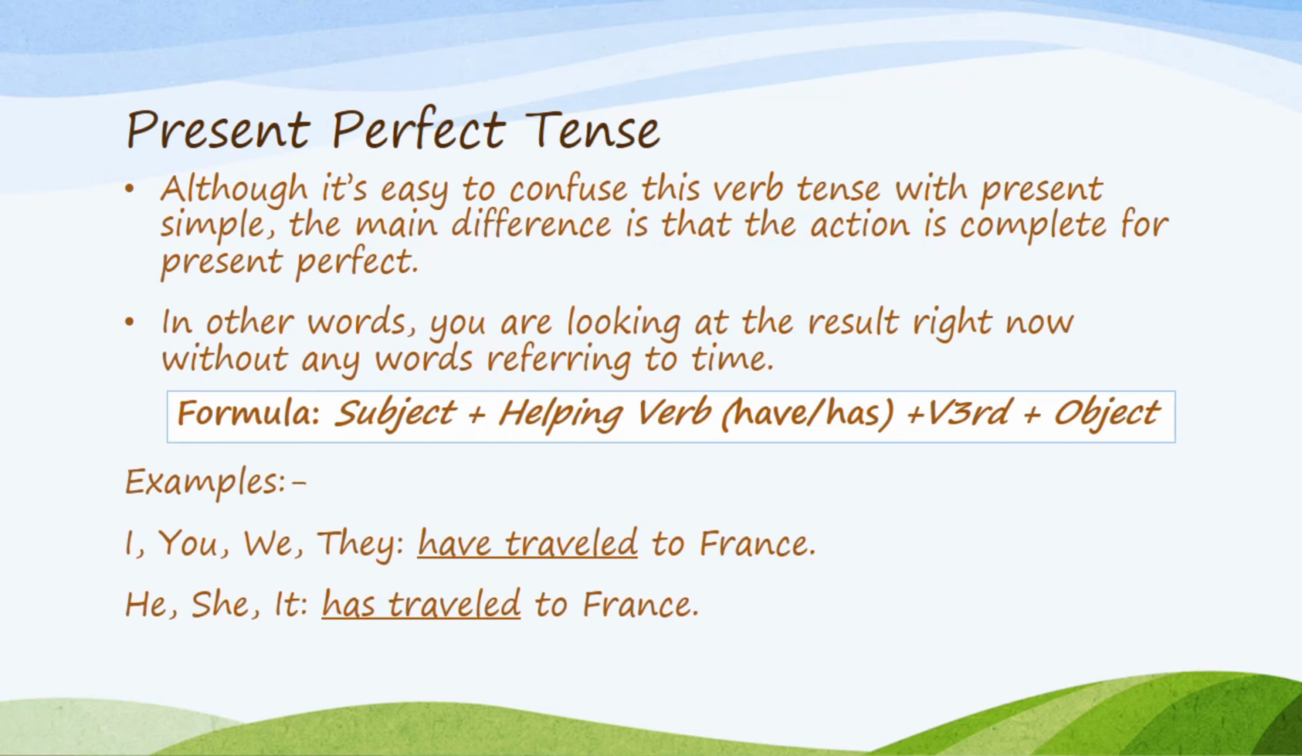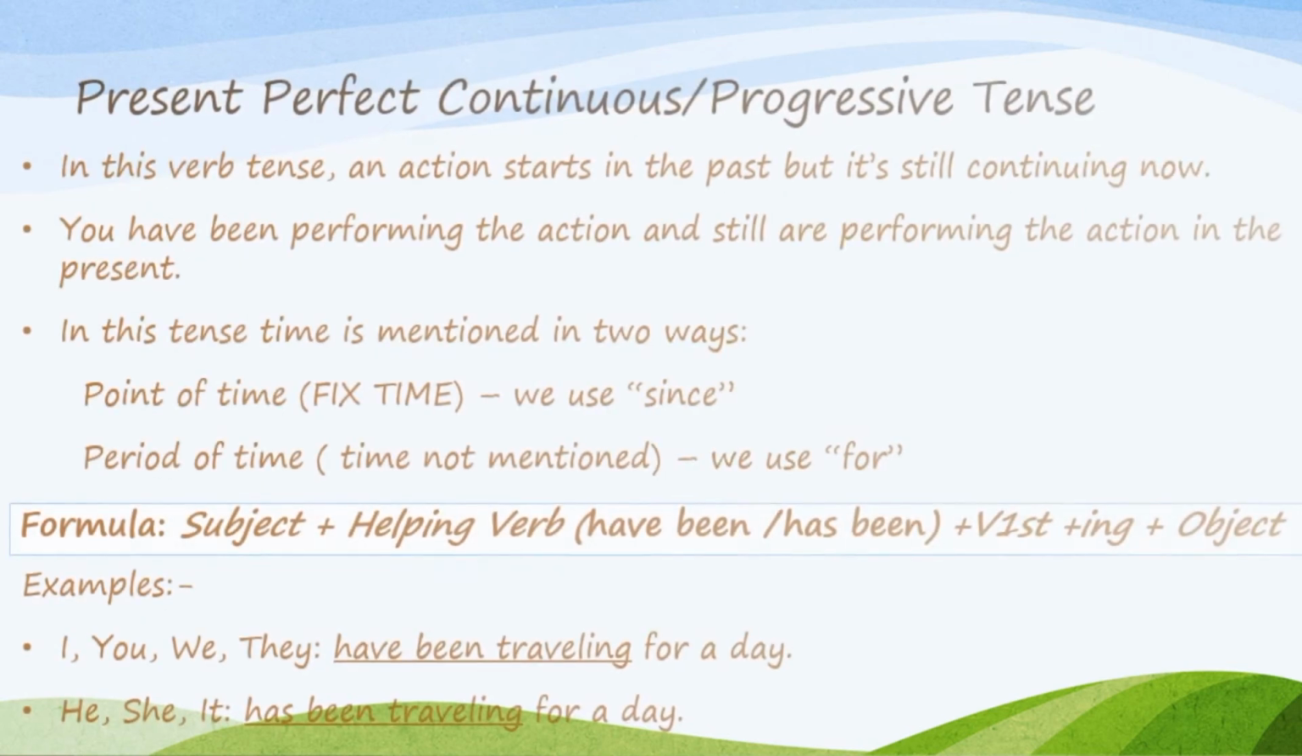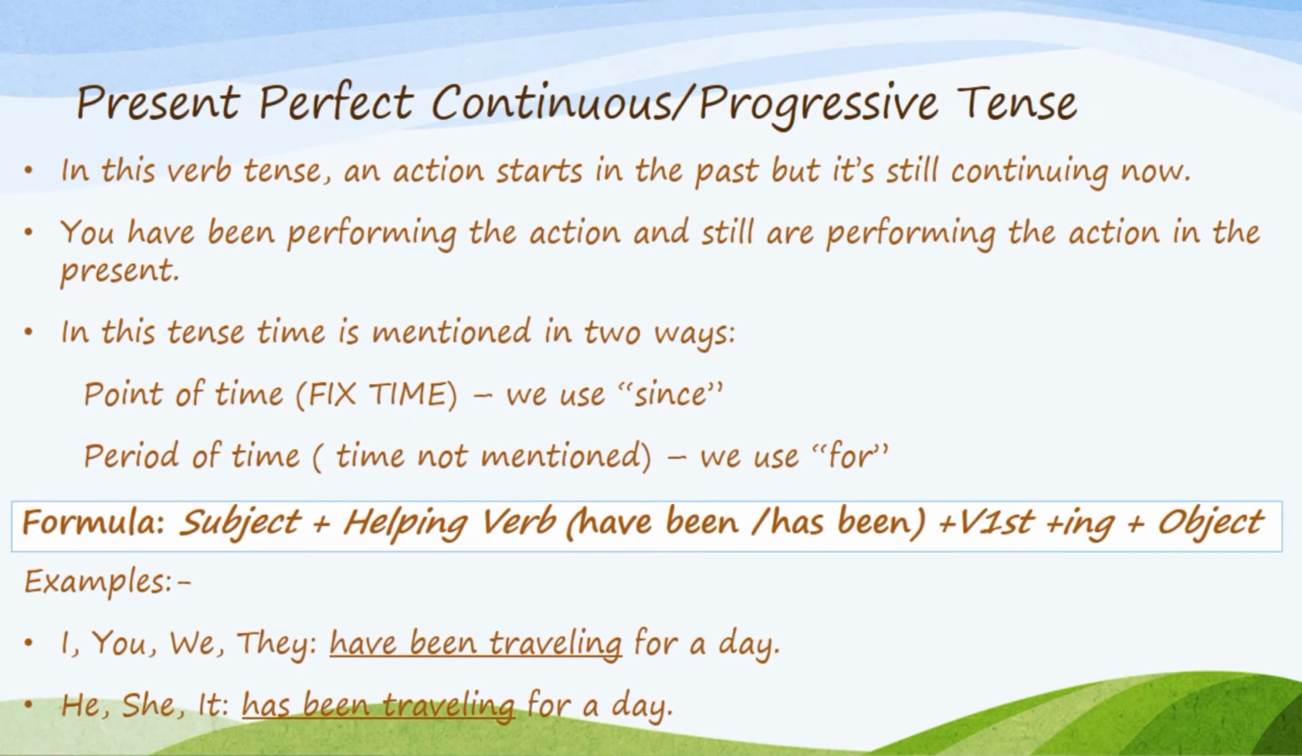Now let's move towards our next tense, which is present perfect continuous, or we can say present perfect progressive tense. In this verb tense, an action started in the past, but it's still continuing now. This tense is used to describe an action, event, or occurrence that has begun in the past and continues into the present. You have been performing the action and still are performing the action in the present.